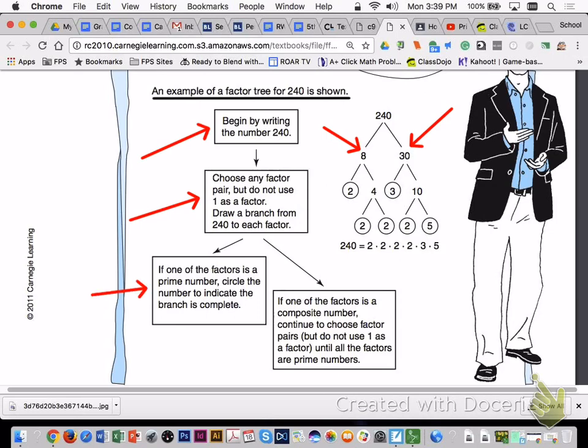Next step, if one of the factors is a prime number, we are going to circle the number to indicate that the branch is complete. You can see that first indicated here. If one of the factors is a composite number, we are going to continue to choose factor pairs, but do not use 1 as a factor again, reminder, until all of the factors are prime numbers.